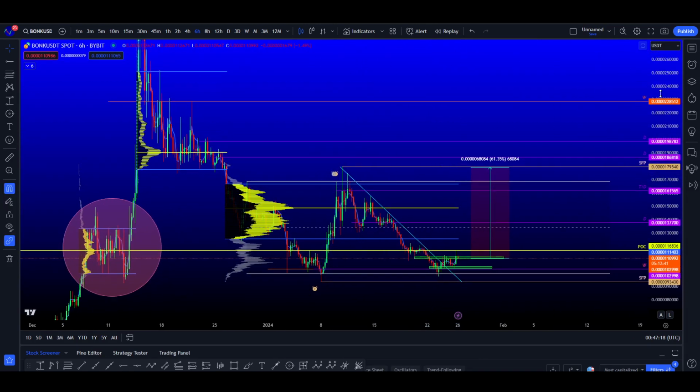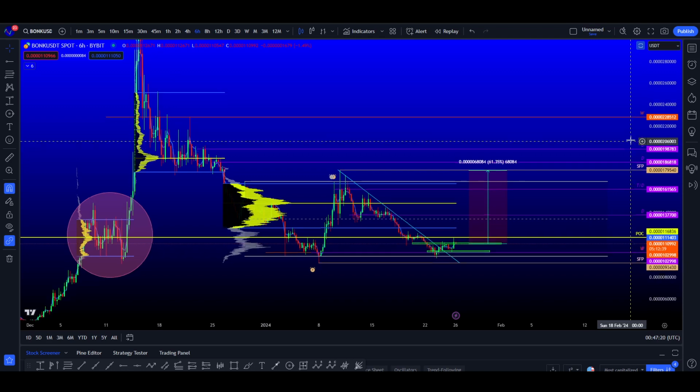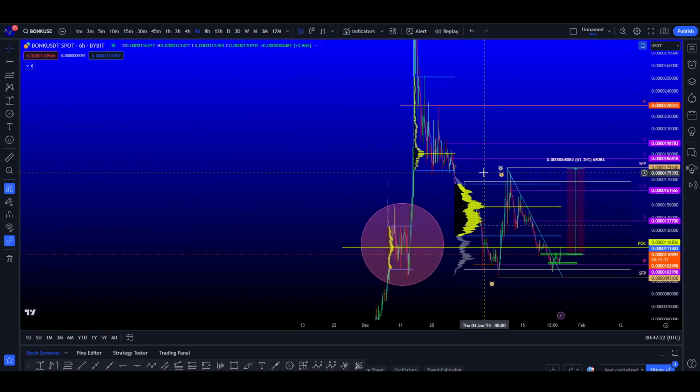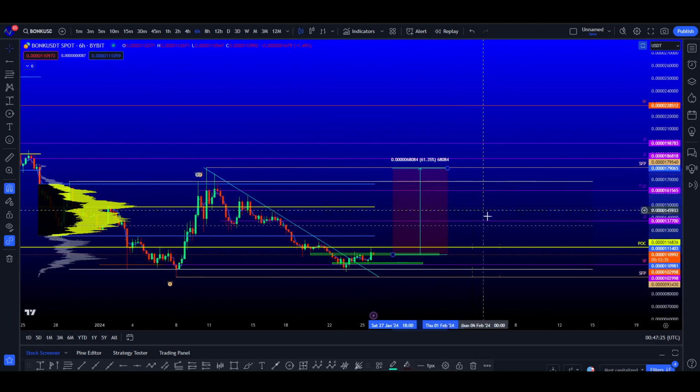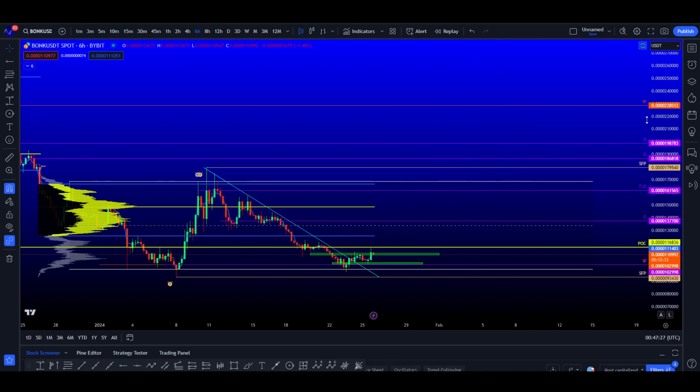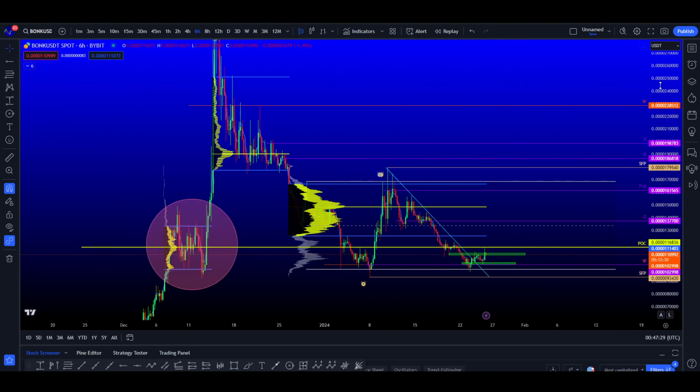Not all-time highs, right? All-time highs is still a little ways away. But a 61% gain in anyone's portfolio is absolutely amazing. All right, so that's pretty much it with BONK.